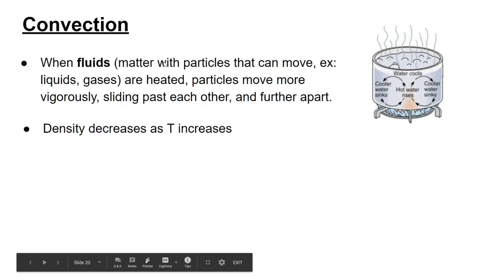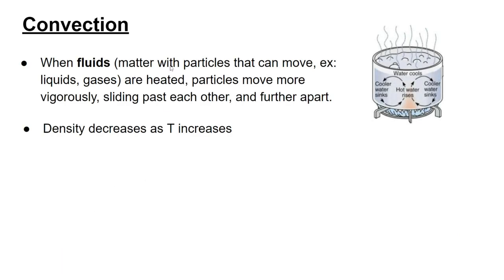Convection. Now, when matter with particles that can move, for example liquids and gases, is heated, the particles move more vigorously, sliding past each other and further apart. As they are moving, going back to kinetic energy, it is going up. They're moving faster and faster. Their mass is the same, but they're moving further apart from each other. As a result, the volume goes up.